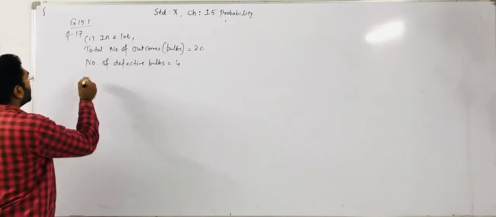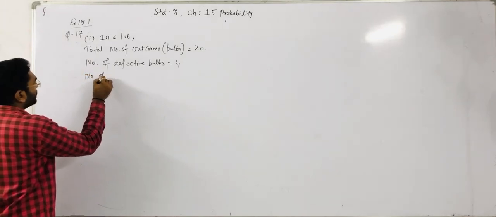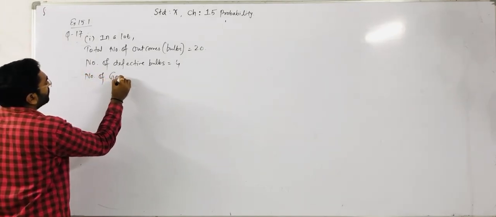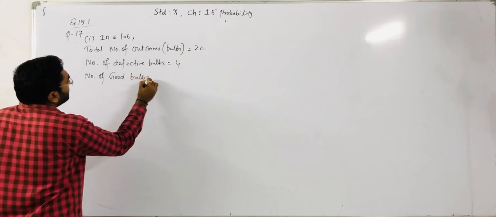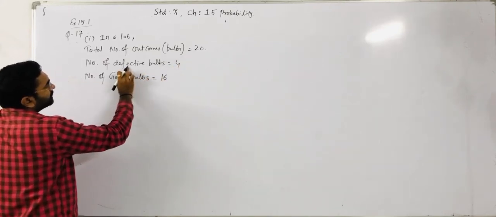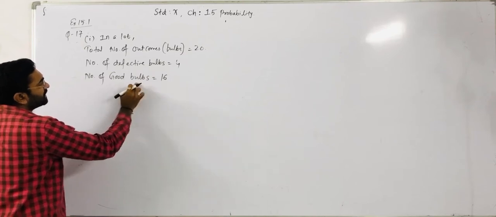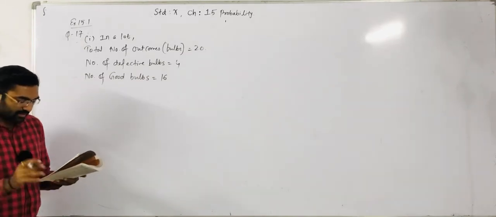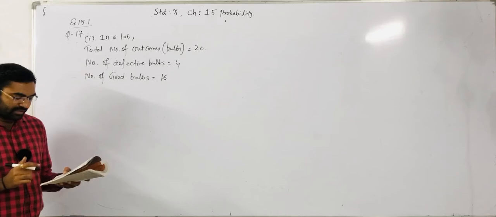Okay, so that thing I also mentioned, so that it is clear for you. The number of good bulbs is how many? 16. Because in 20 bulbs, 4 are defective, so the 16 remaining bulbs are good ones. Okay, now we continue with the next question.